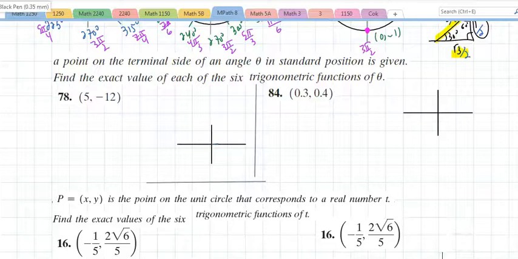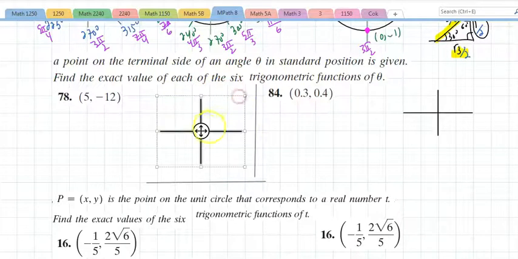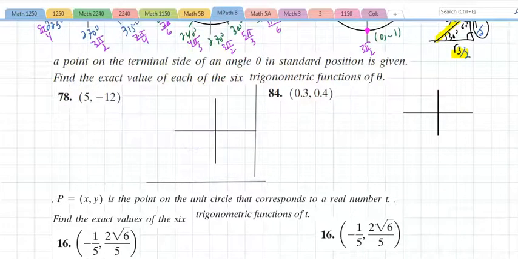So I start at a point, and I really want you to be careful. There is one main thing to be careful with. That is, x is the cosine and y is the sine if you're dealing with a unit circle. Notice on this problem it says a point on the terminal side of the angle theta in standard position.